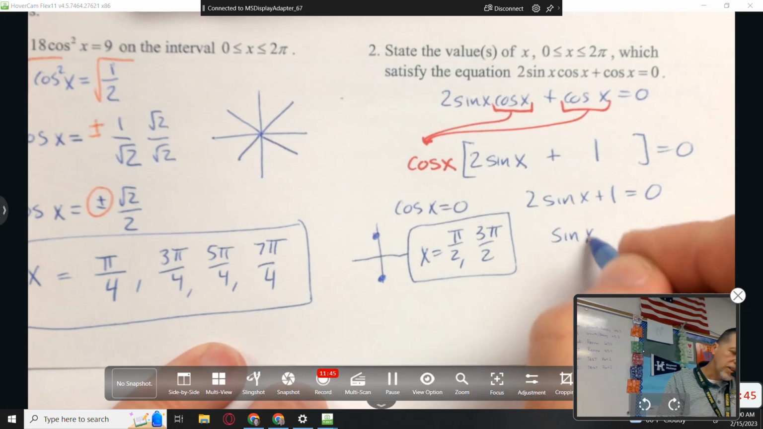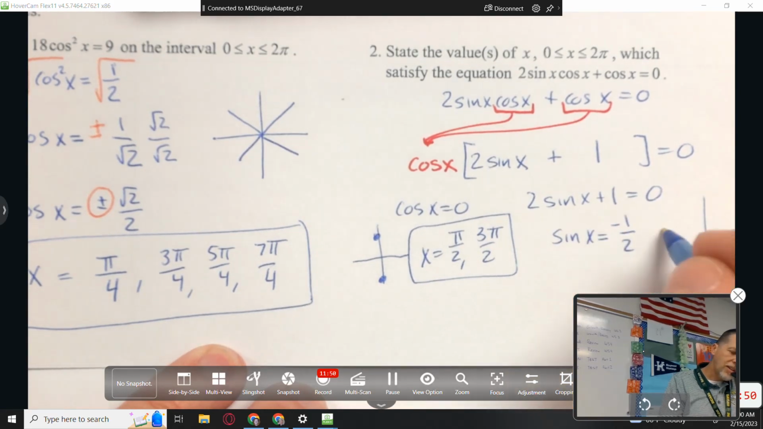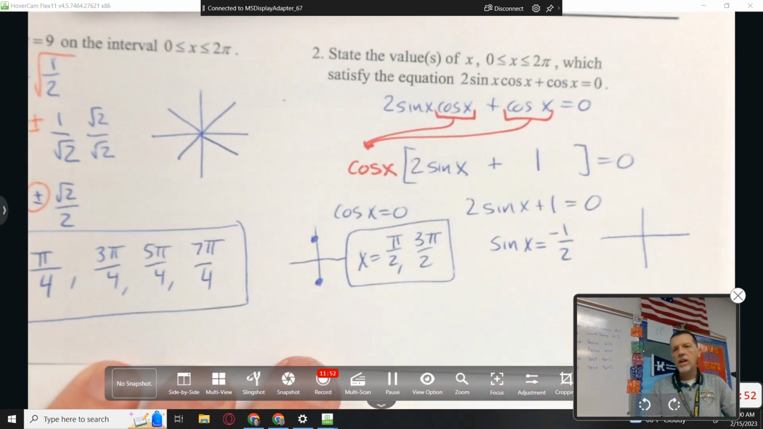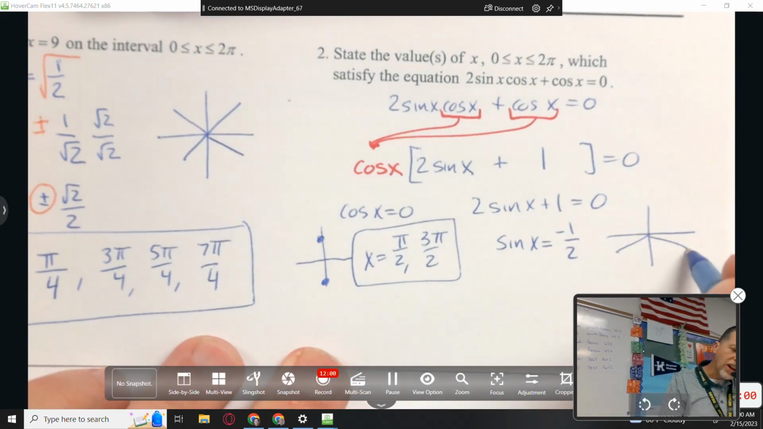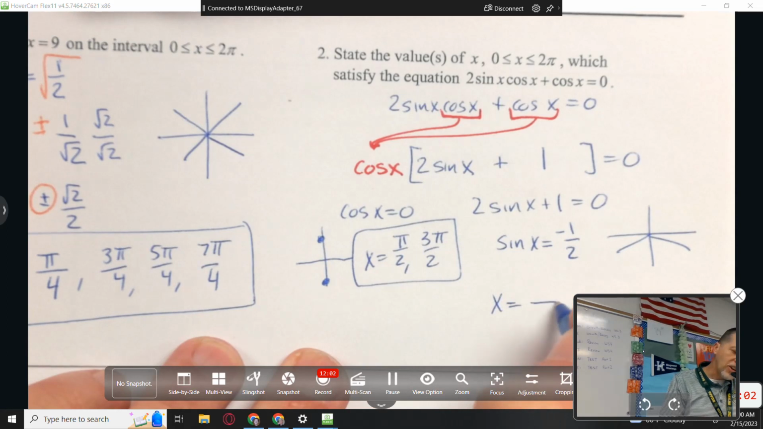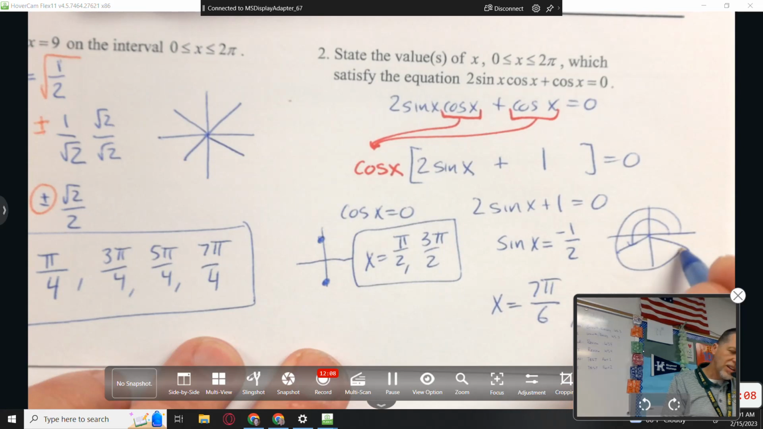And the other one, sine of x equals negative 1/2. What 2 quadrants are we looking in? 3 and 4. Over 6. Great way to answer that, or to start the answer to that. So 7 over 6 and 11 over 6.